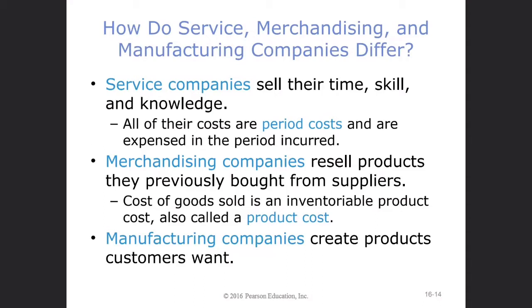So, can anyone give me an example of a service company? Enterprise. And their service is they're supplying vehicles to people that need to rent a vehicle. Good job. What about a merchandising company, a company that resells products they previously bought? Yep. There's a lot of those. What about a manufacturing company? This one may be a little more difficult.